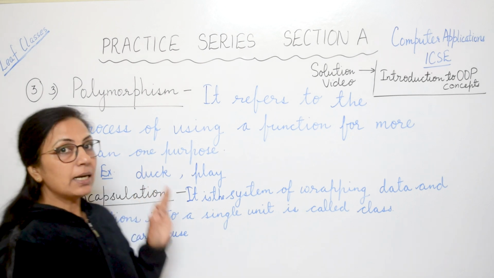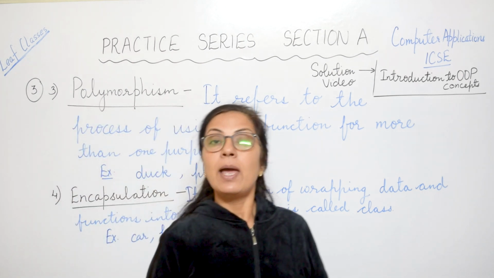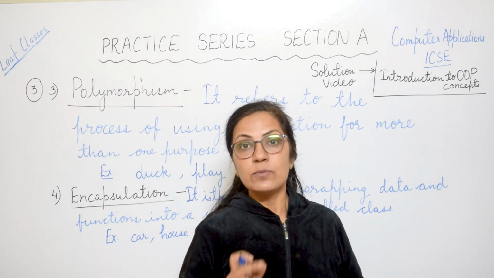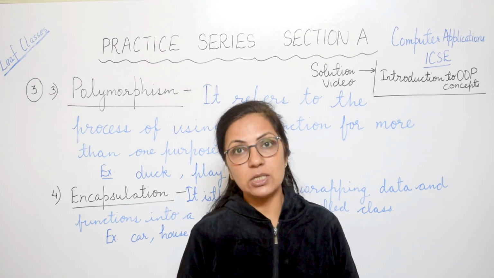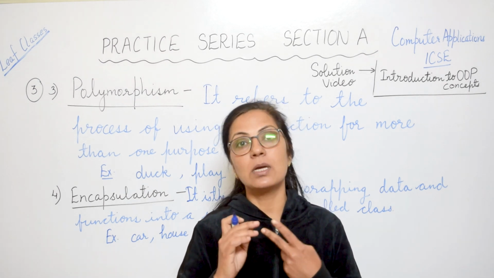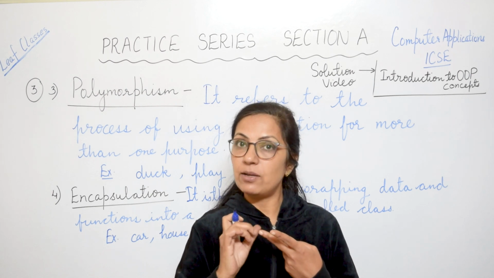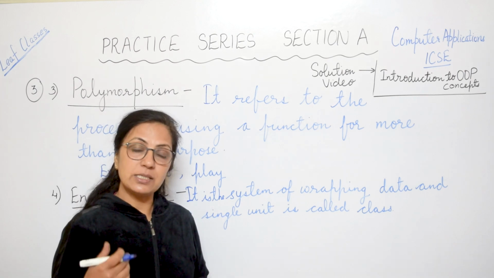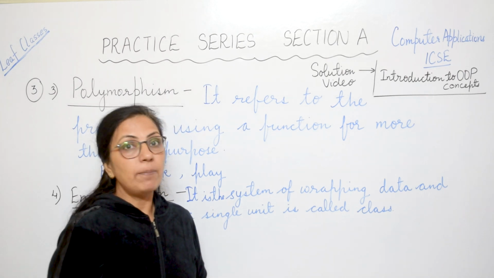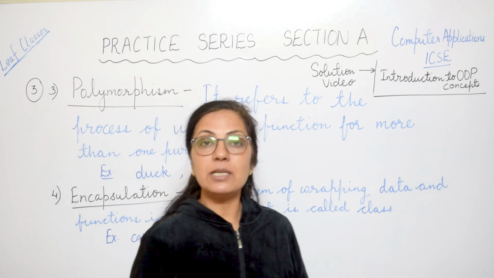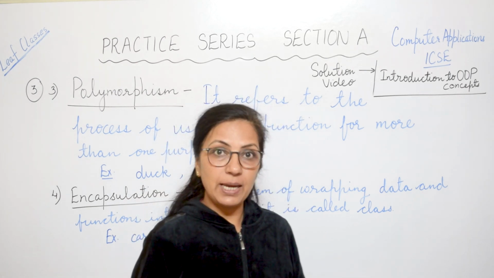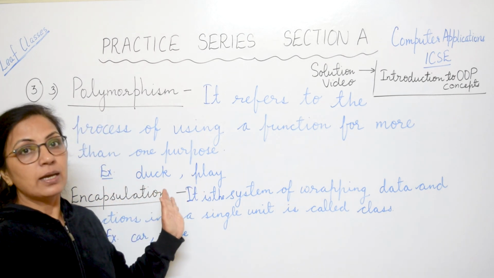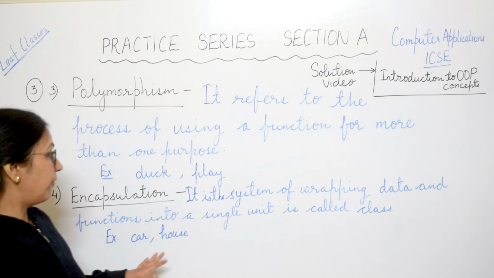So duck. Duck is the name of a bird also, and if the batsman is out at 0, we say duck, right? So the spelling is the same, the pronunciation is the same, but it is used for different purposes in different contexts. Similarly, play. Play means khelna. The child has gone for playing, right? And the play is what you present on stage, that is also a play. So here I have taken these two terms as examples, which can be used for different purposes in different contexts.